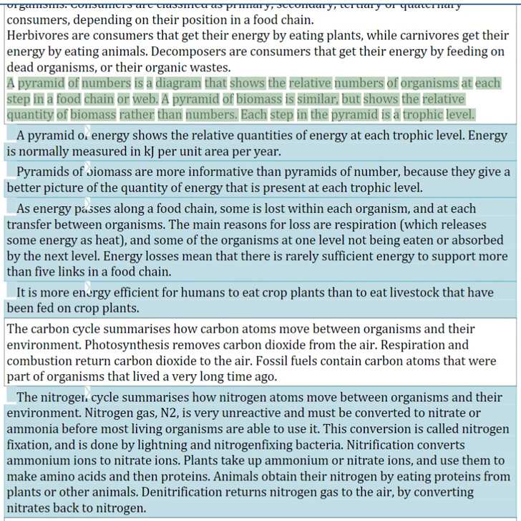A pyramid of numbers is a diagram that shows the relative numbers of organisms at each step in a food chain or web. A pyramid of biomass is similar, but shows the relative quantity of biomass rather than numbers.